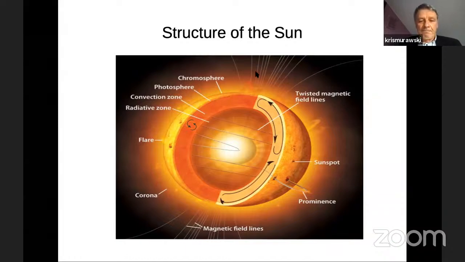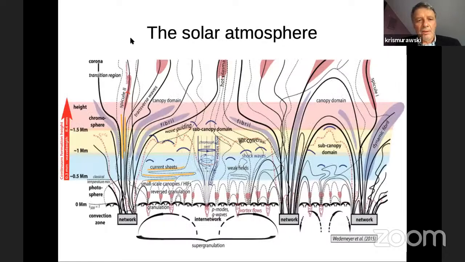In the chromosphere, there are some nice structures. I should perhaps also mention that while looking at the next slide. So above the chromosphere, there is the solar corona, which actually has no clear outer boundary, as it smoothly transits into the solar wind. Here are some drawings of the solar atmosphere.